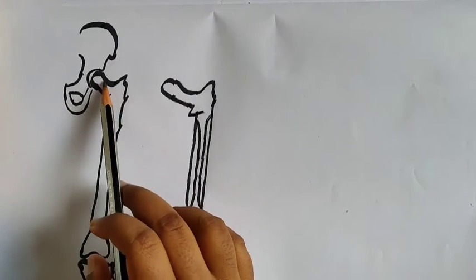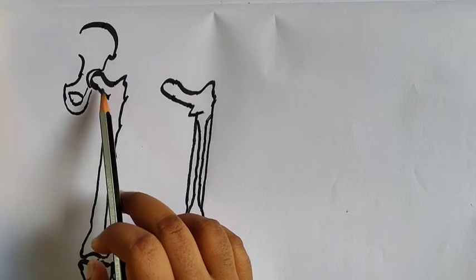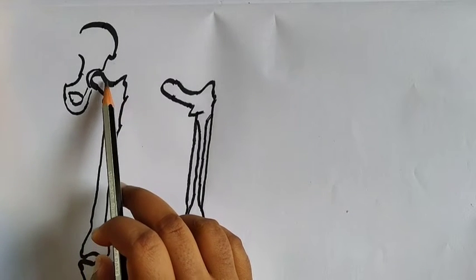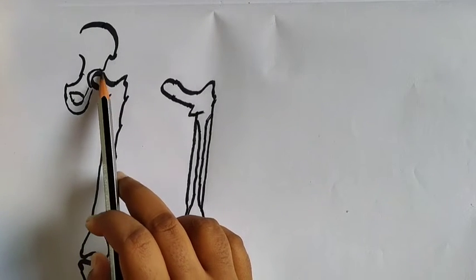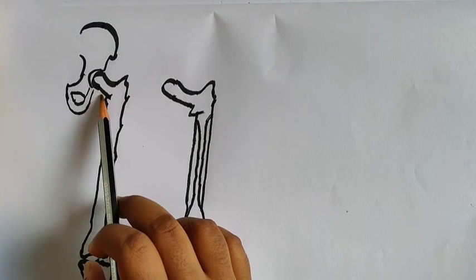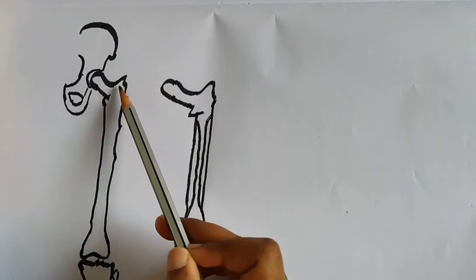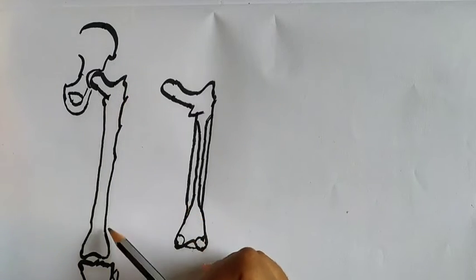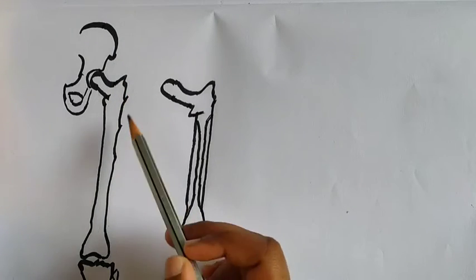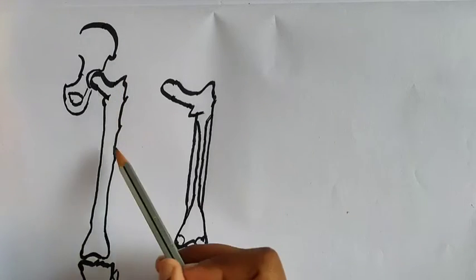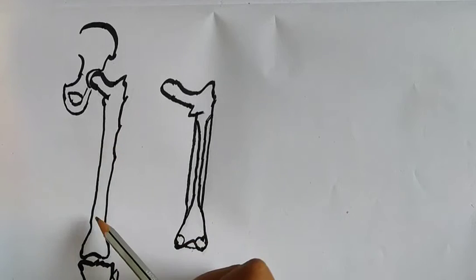Okay, and the femur has a neck. The neck has 2 ends, the upper end and the lower end. The upper end is concave and the lower end is an oblique straight line. Okay, and this is the shaft of femur. The shaft of femur has an upper end, middle and lower end.